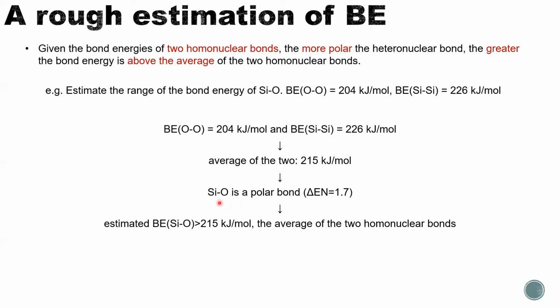Imagine we came up with an electronegativity difference between silicon and oxygen very close to zero, which means this bond is almost nonpolar. Then the estimated silicon-oxygen bond energy will be about, maybe a little bit higher than, the 215, the average of the two homonuclear bonds.